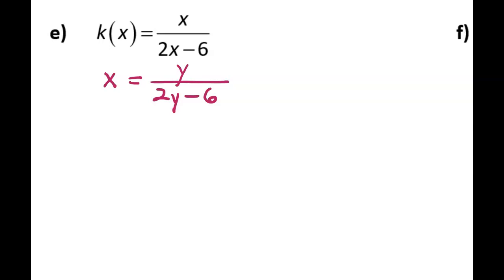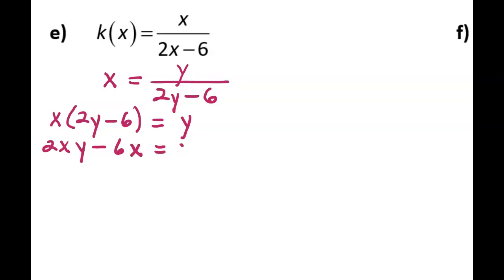In this case, x appears in two different places, and so we need to replace both of those with y's. When we're working with a rational function, you will want to clear the denominator first. So multiply both sides by 2y minus 6. Distribute. And now you'll notice that we have two terms with y in them. I'm going to move the two terms with y to the same side of the equation, subtract y from the right side of the equation, and add 6x to the left side and move it to the right.